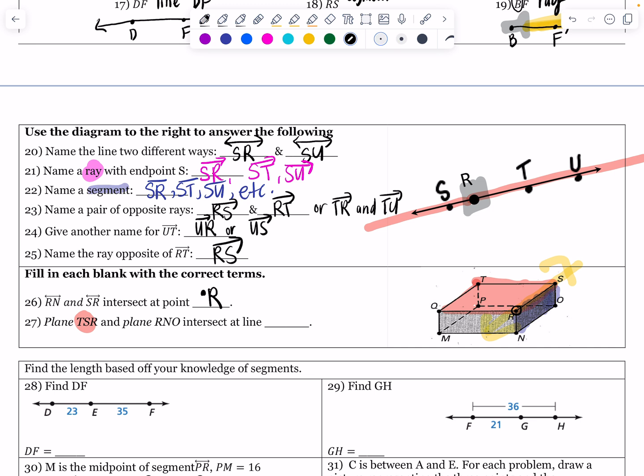So those cross at an edge. Think of that like the edge of a tissue box. So that's going to be a line, line RS. And they go ahead and tell you it's a line, so go ahead and put a line over it. And I will start a new video for the next section.